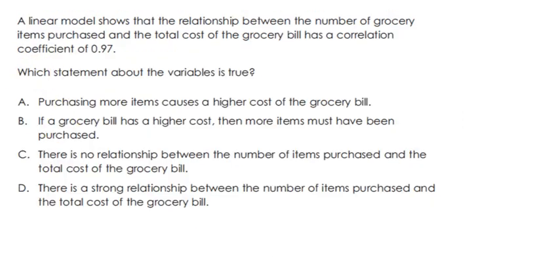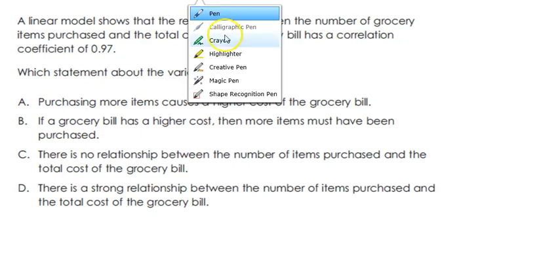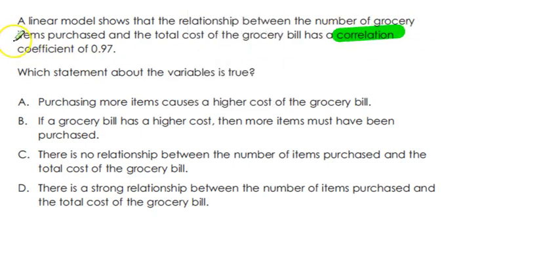A linear model shows that the relationship between the number of grocery items purchased and the total cost of the grocery bill has a correlation coefficient of 0.97. Which statement about the variables is true? Now this particular question, before I even read any of the answers, it doesn't say what the lines are, doesn't give you any other numbers other than correlation coefficient of 0.97. You need to know what that means. So let's talk about that for a second.